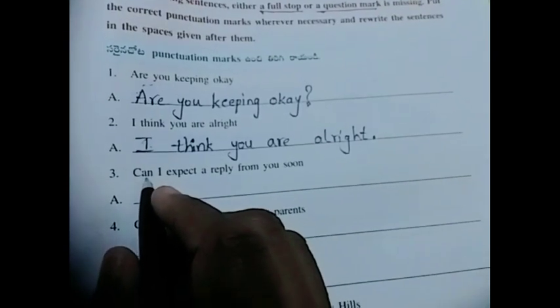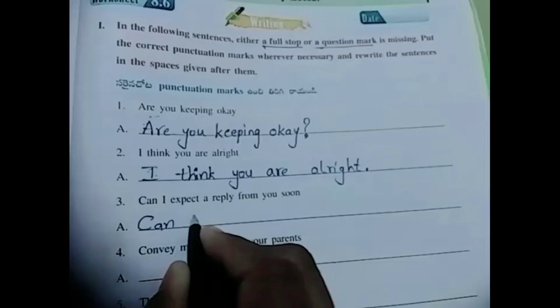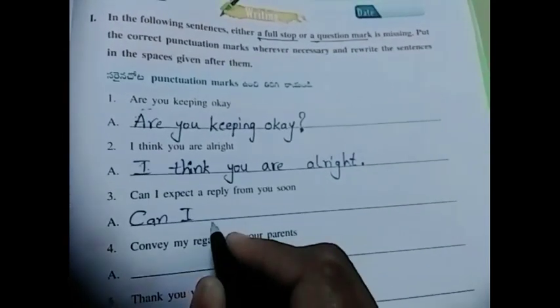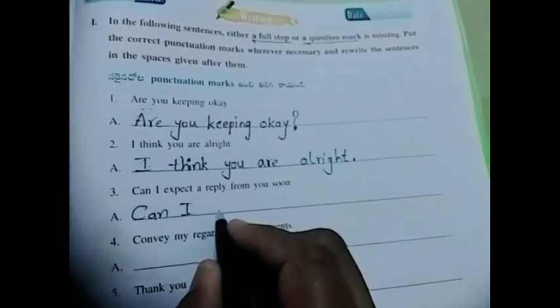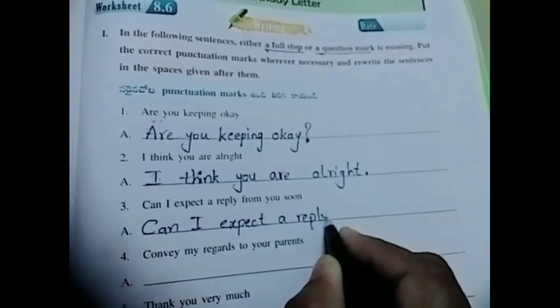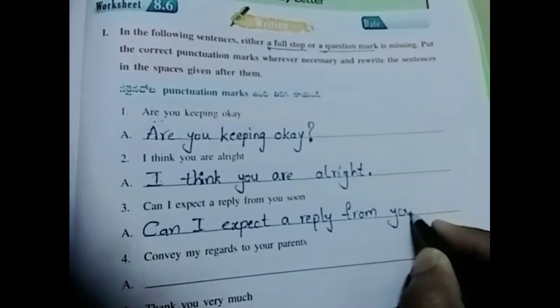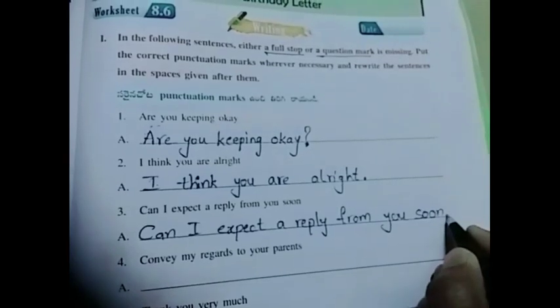Can I expect a reply from you soon? Can I? Again, the sentence starts with a helping verb. So it's also a question. So the punctuation mark we have to write is a question mark.